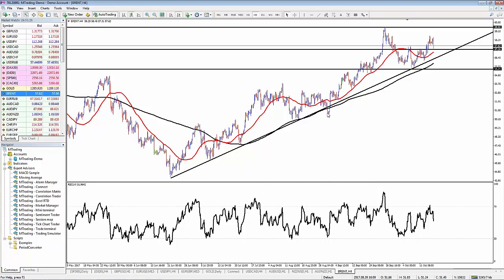That could have been more of a test through that level to see if more sellers were going to come into the market. But no, what do people do? Most of the buyers come back into the market to push the market back up. You can see a significant move higher, testing these levels over here.